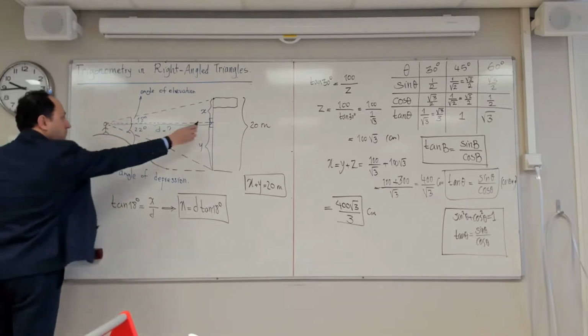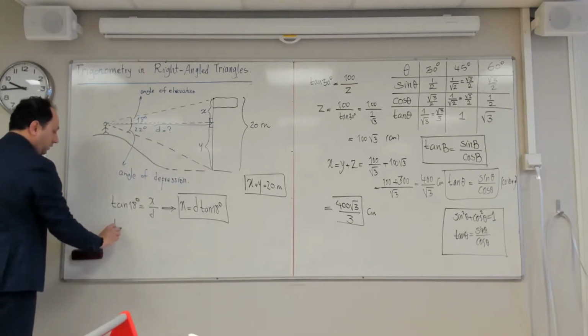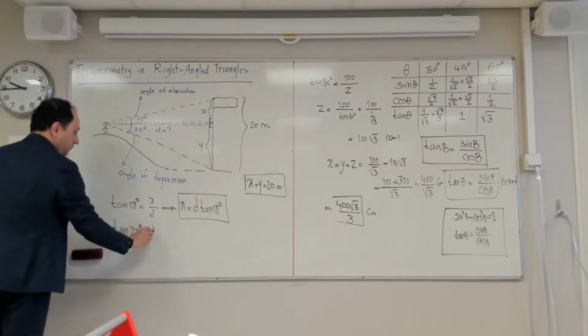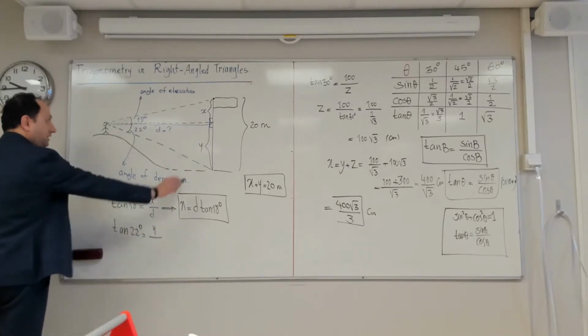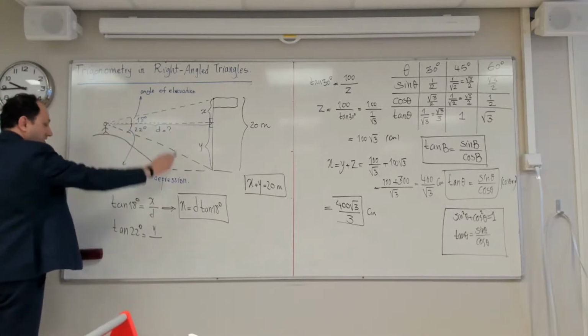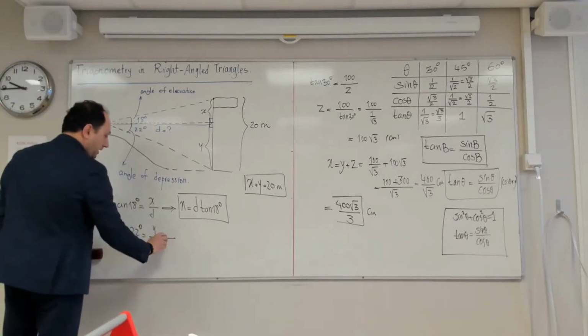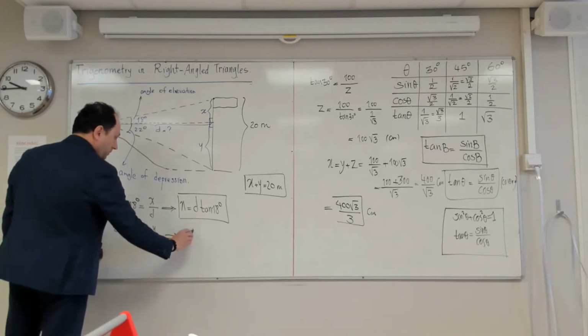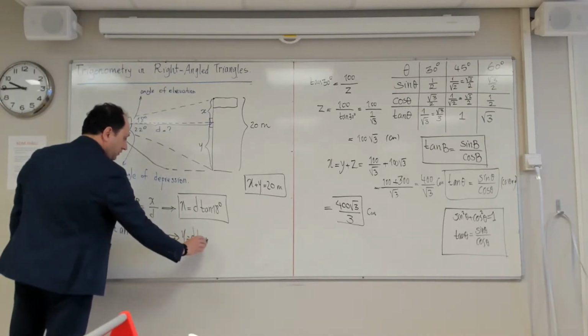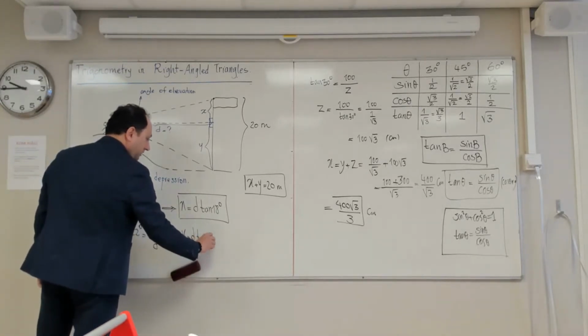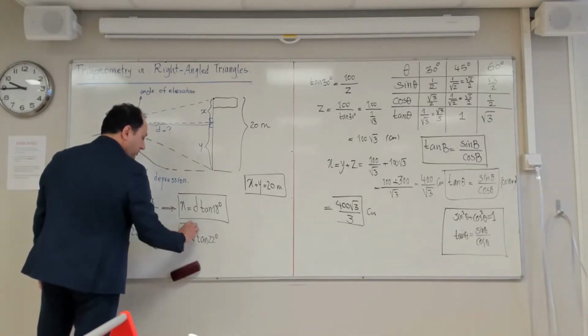I can do the same thing for this lower triangle, and I would write tangent of 22 degrees is equal to the opposite side, which is y, divided by the adjacent side, which is the same d. And then I multiply everything by d, so y becomes d times tangent of 22. And hopefully you agree with me that we are done.